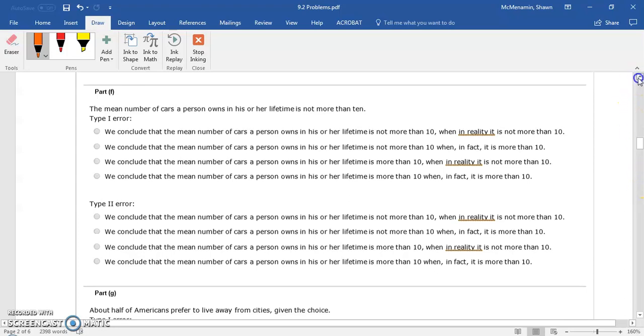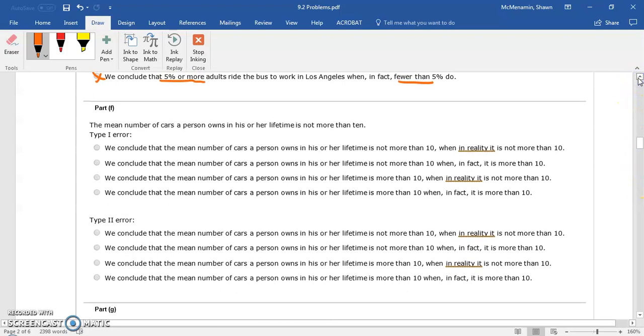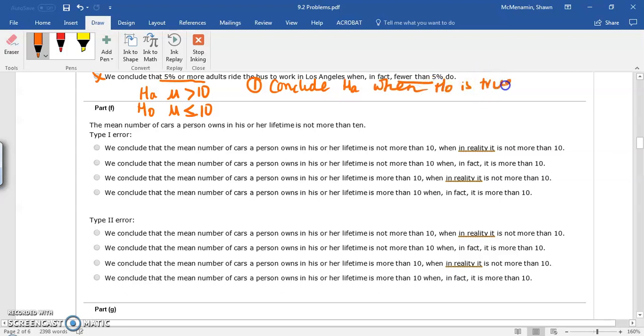So the mean number of cars is more than 10. So that's your alternative. Your null is the opposing view, which is less than or equal to 10. A type 1 error would be to conclude HA when H naught is true. More correct language is to reject the null, which is why you're favoring the HA. Reject the null when the null is true. So you're concluding HA, which is saying that the mean is greater than 10, when in reality the mean is less than or equal to 10.